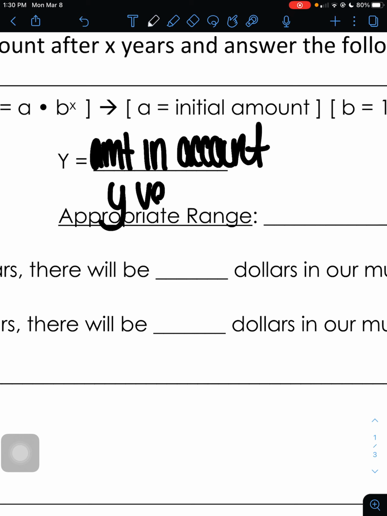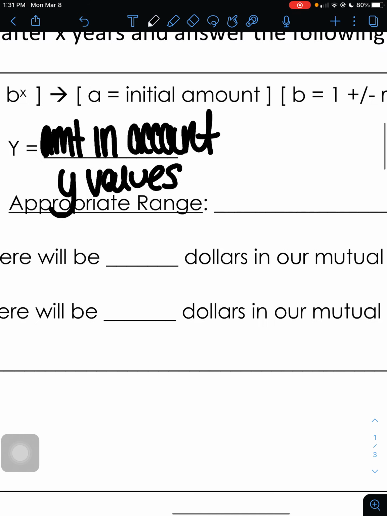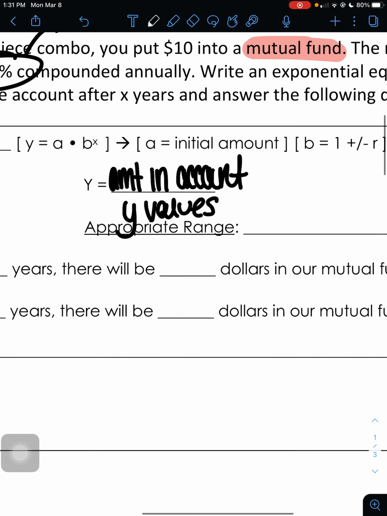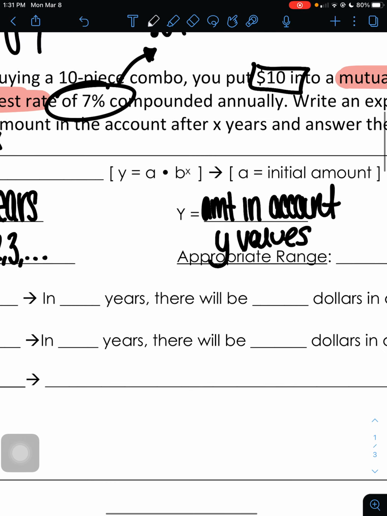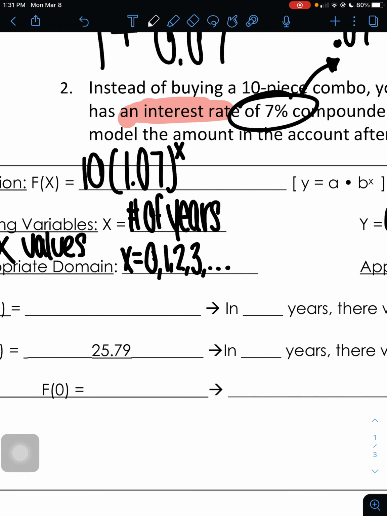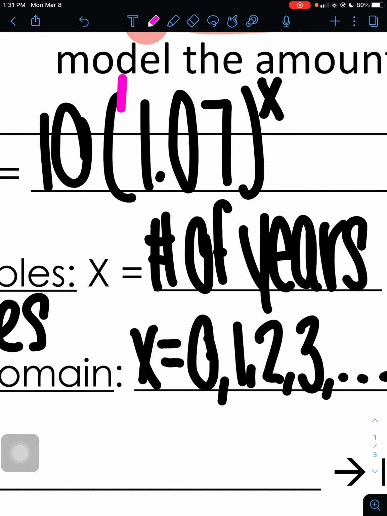So these are our y values. So this represents the amount in my account. So how much money did we put into the account? $10. So I know this is going to be factored into my range some kind of way. So I'm just going to go ahead and list that out here, 10. Now, are we ever going to have less than 10, or are we going to be solely greater than 10? That's what we need to ask ourselves. Is the amount in our account ever going to be less than 10, or is it just going to always be greater than 10? Hopefully you guys say it's always going to be greater than 10, because we should notice that our b here is greater than 1.